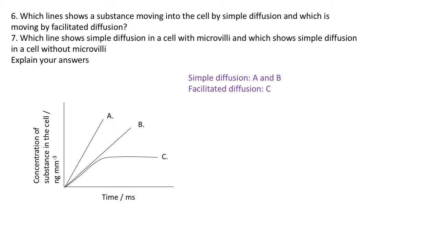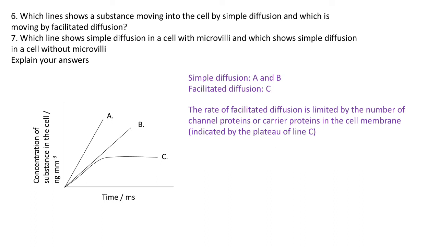Why is that the case? Well, if a substance is diffusing by facilitated diffusion, then it requires carrier proteins or channel proteins to move through. And obviously, the number of those carrier proteins or channel proteins in the membrane limits the rate of diffusion. So you can see line C plateaus. The carrier proteins or channel proteins in that case are saturated. So there's your answer.